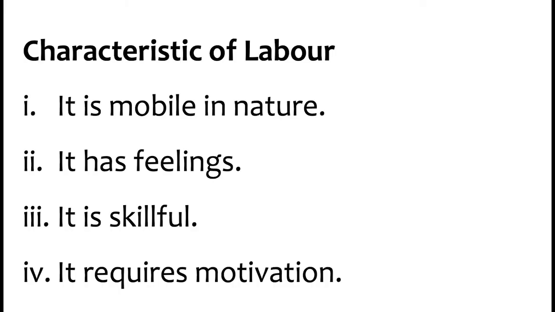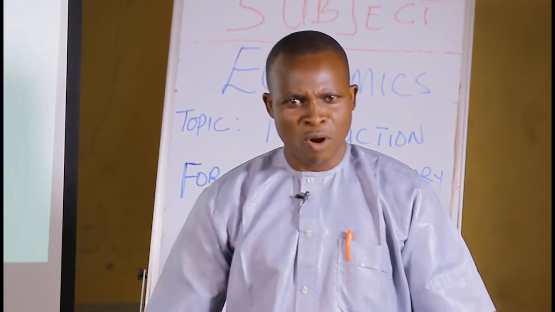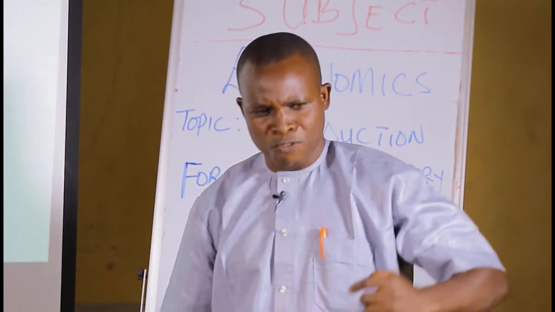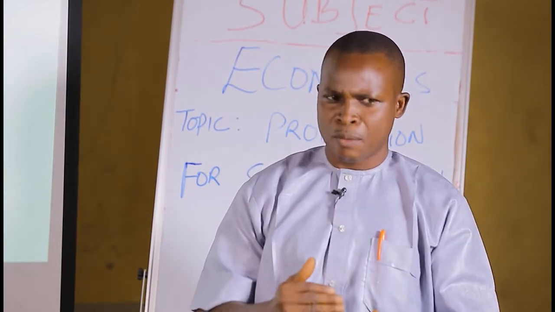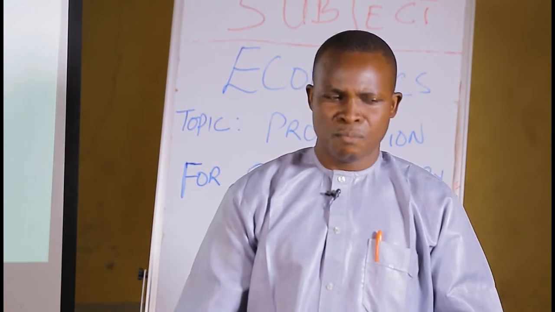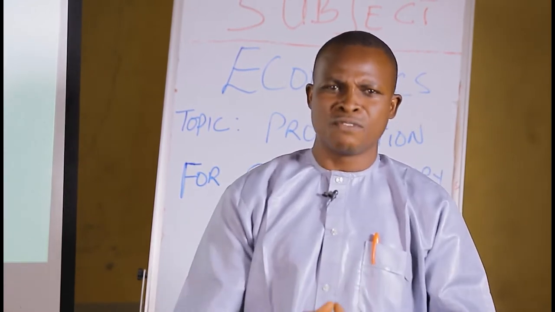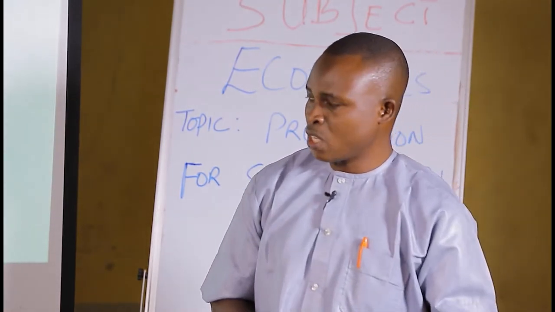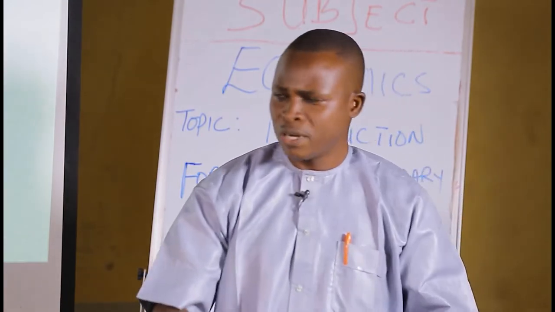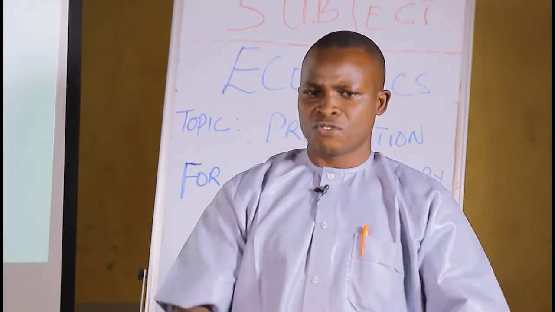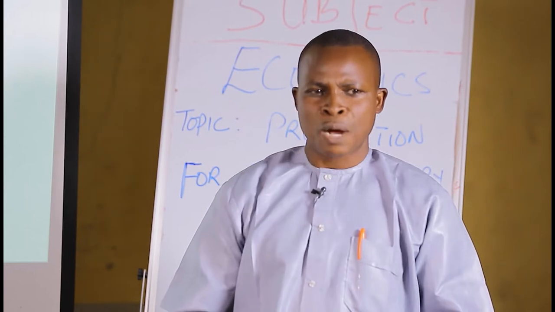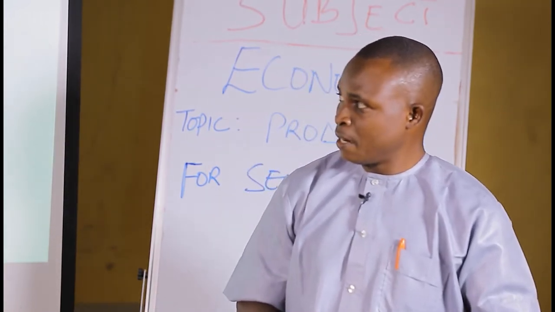Now, we have the characteristics of labor. Number one, it is mobile in nature. Labor can move from one place to another. Labor can move from one geographical area to another. What we refer to as labor is, just like I said earlier, a man's mental or physical effort that is put in by an individual to produce goods and services. So in that case, it has the capacity to move from one place to another. Number two, it has feelings. It involves the use of strength. Therefore, it has feelings. It has the ability to express itself.